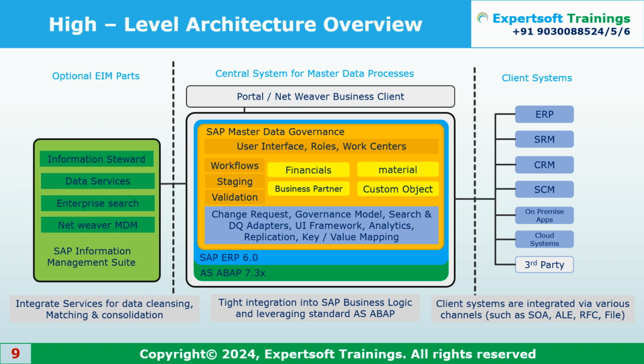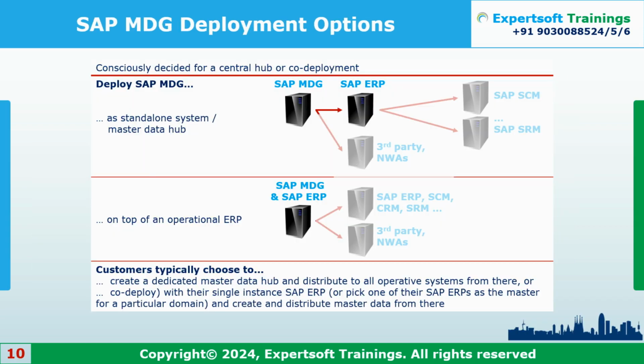And this diagram shows how we implement what I called co-deployment. When we implement MDG in organizations, what does co-deployment mean, or what does hub deployment mean? Hub deployment is where everything is separate, and whatever data you use, you send to the respective system that wants to use it. Whereas in co-deployment on top of ERP, you have both your transactional data and the master data in the same system, and then you move the data from there.